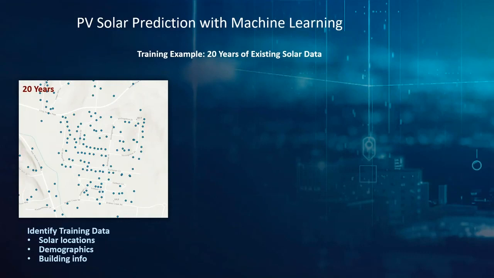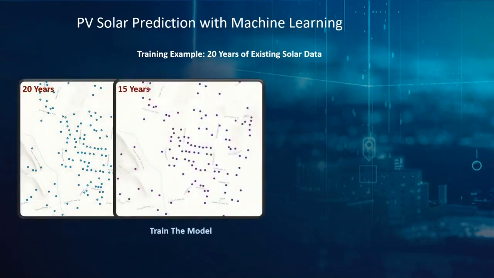I have 20 years of historical information about where customers have installed solar. And then I've also got some demographic data like that which you demonstrated, as well as some building information. So I'm going to take this 20 years of information and divide it up. I'm going to take the first 15 years, the oldest 15 years, and use that to do what they call train the model in machine learning.